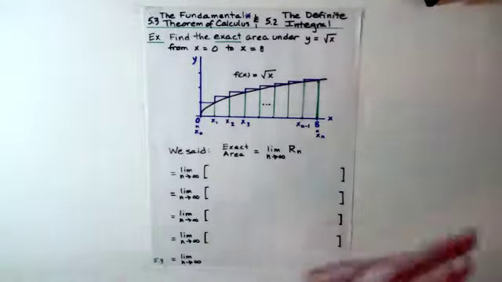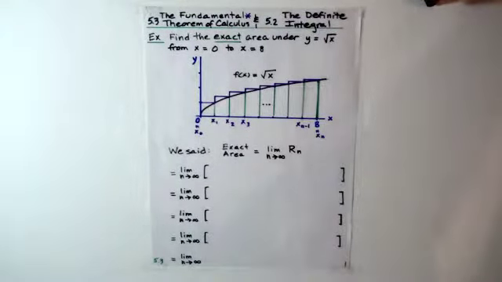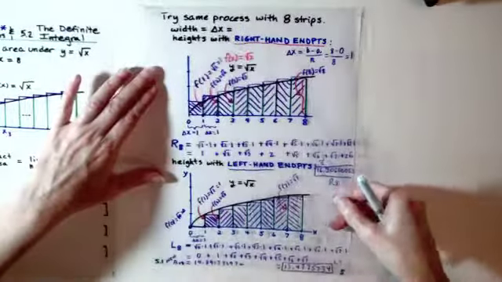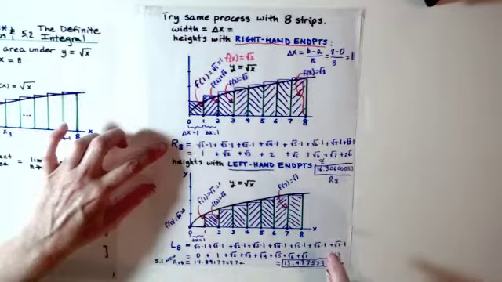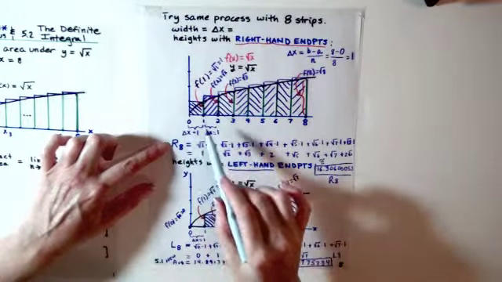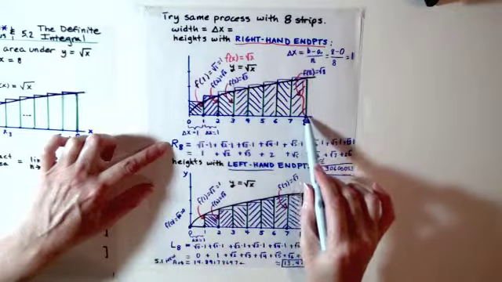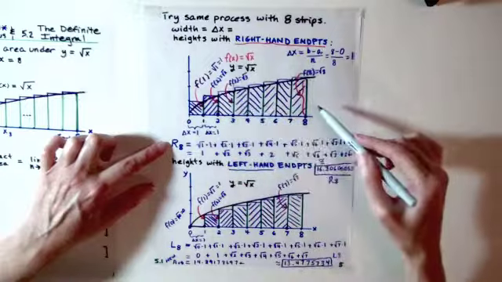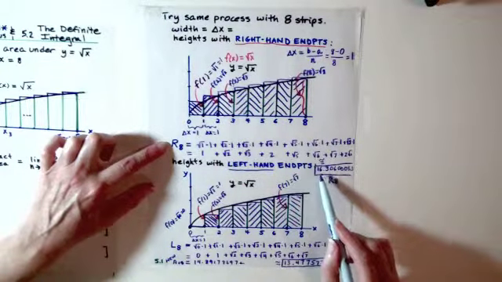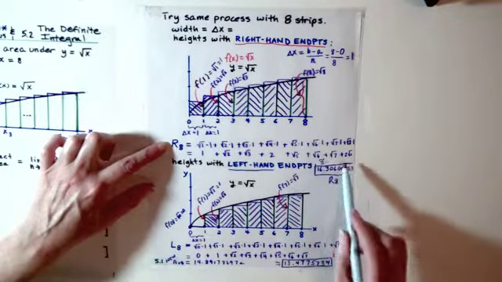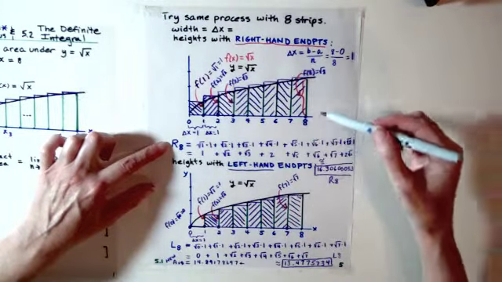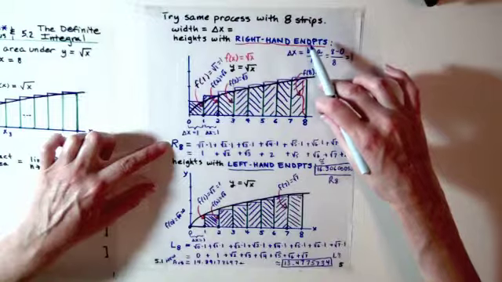You might remember, I'm just grabbing some of the overheads that we used in that last video. Here was the work that we did for r sub 8. We broke it up into 8 right-hand rectangles. We figured out what the areas of each of these approximating rectangles was, and we got 16.3 something as an approximation for the true area under the curve, although we could see that this approximation was too big.